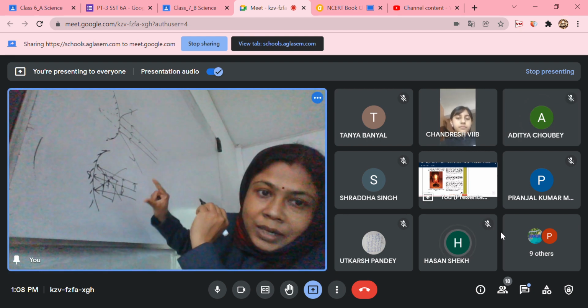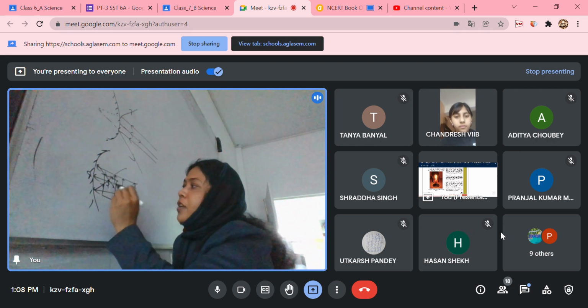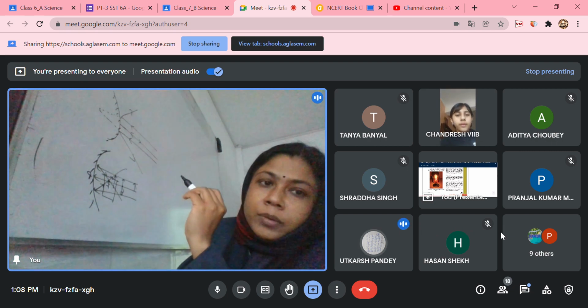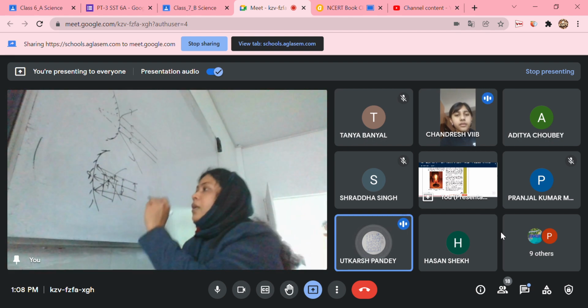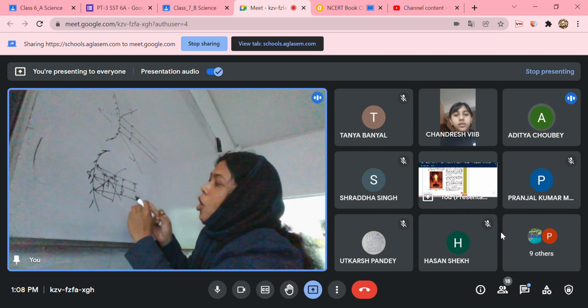Clear? Now we are keeping the object in between center of curvature and focus. Where will the image be formed? The image will form between center of curvature and infinity. It will be just the reverse. It will be formed beyond C.